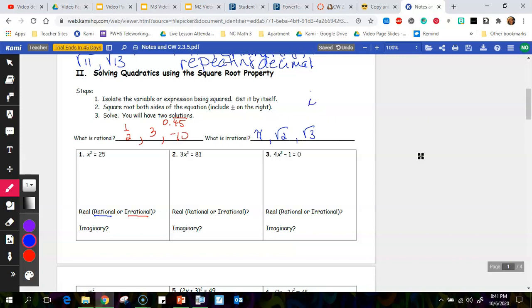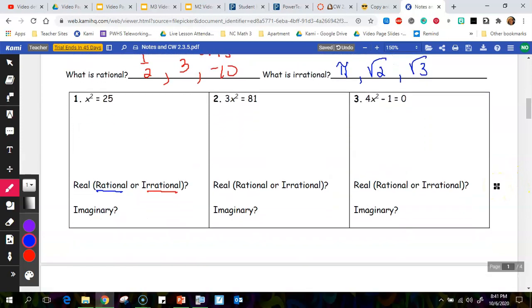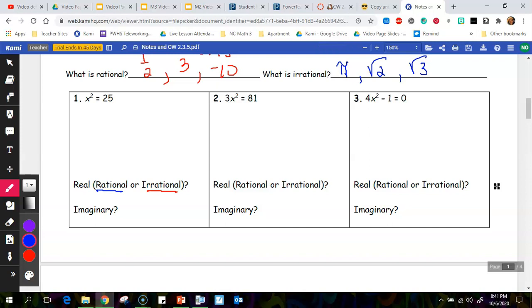Okay? All right. So remember, too, that we need to put the plus or minus on there when we do the square root. Okay, so let's look at number 1. We're solving quadratic equations by taking the square root of both sides, or, well, we're getting the x by itself, and this is going to involve taking the square root of both sides.